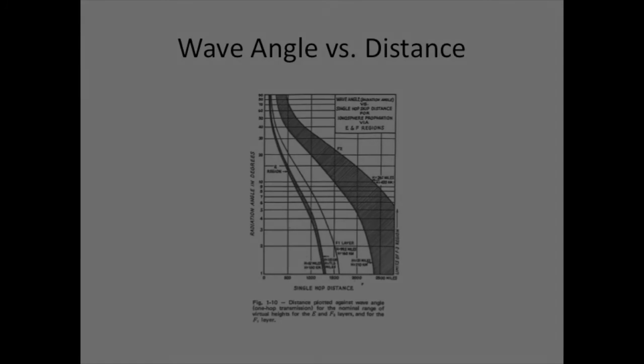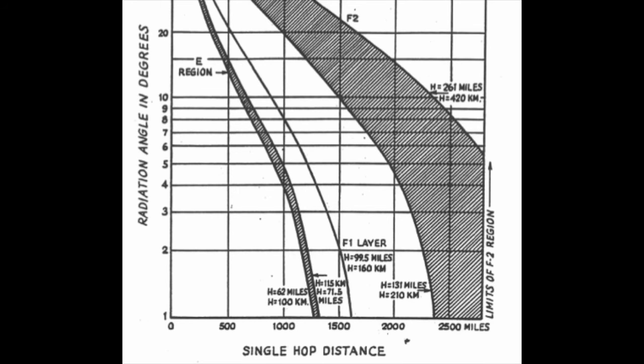And across the bottom, it shows the single hop distance. Okay, I zoomed in a little bit so you can see it better. The radiation angle, for example, about halfway up the chart, you see a radiation angle of 10 degrees. If you come over to where it says E region, that would be the height of the E layer.